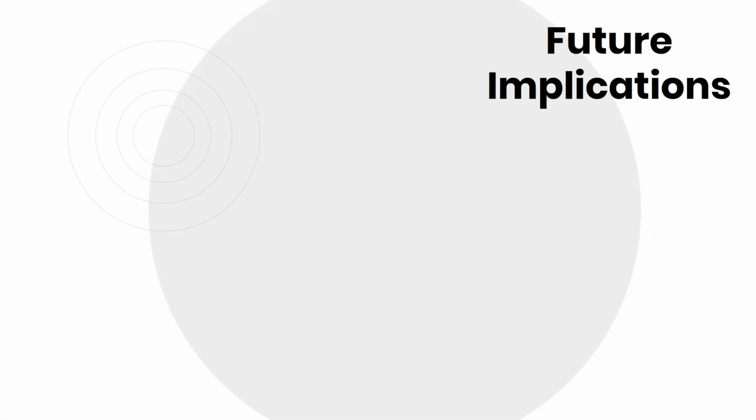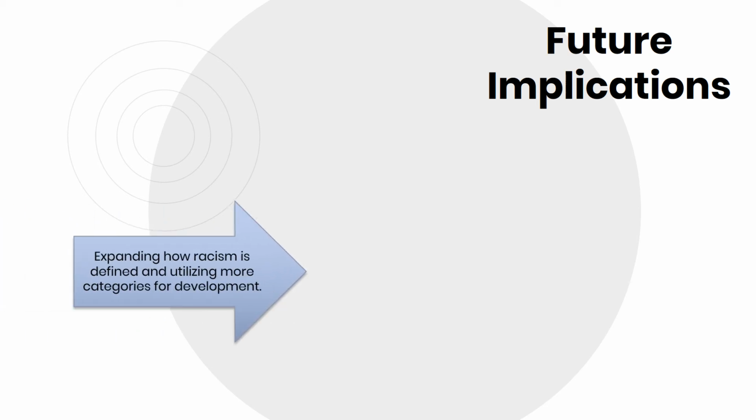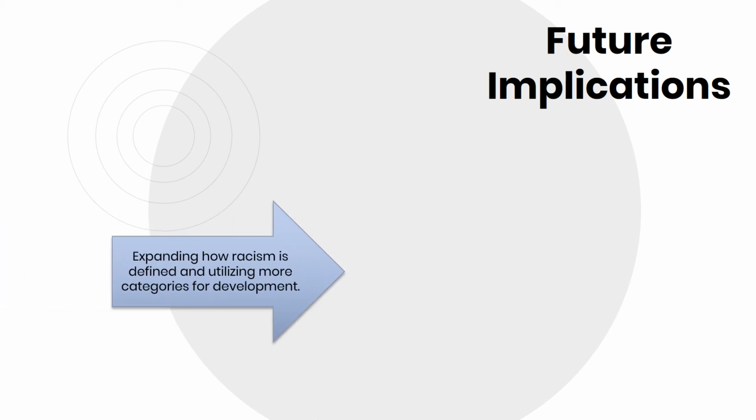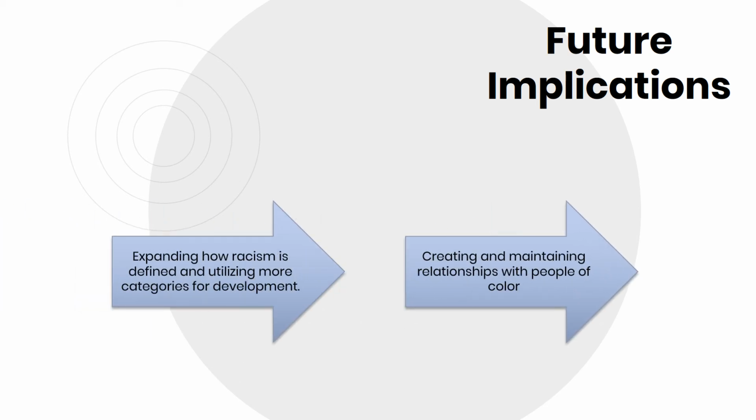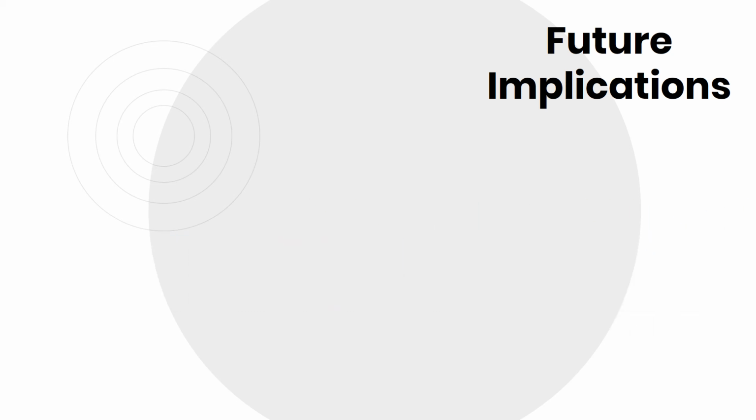Moving forward, if this model were to undergo another revision, we would suggest looking into expanding how racism is defined and utilizing more categories for development. We would also suggest looking into the importance of creating and maintaining meaningful relationships with people of color instead of just having interactions with this group.